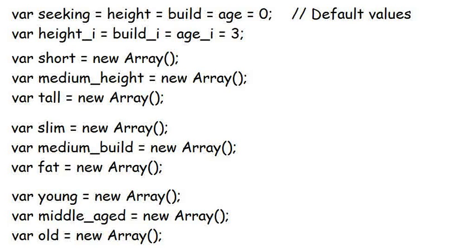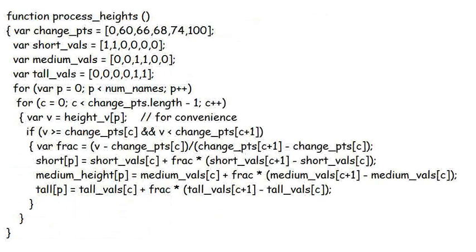At this point, I also set up the default values in accord with the radio buttons initially checked in the HTML above. Indeed, directly after declaring the above arrays, we fill them by calling three functions: processHeights, processBuilds, and processAges. I've shown processHeights on the screen here. The other two work in a similar way. You will recognize the four arrays that define the transfer graph.